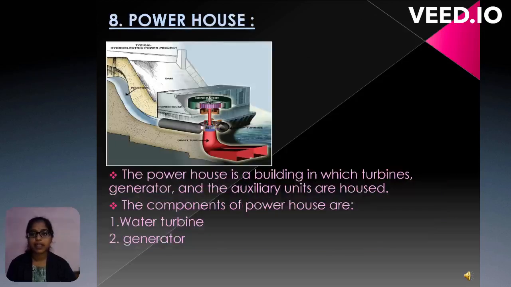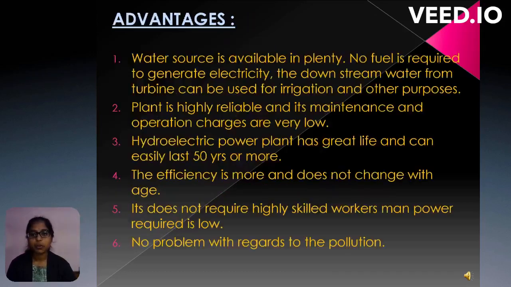The powerhouse. The powerhouse is the building in which the turbines, generators, and the auxiliary units are housed. Auxiliary units, in the sense, are the many actively participating units which are used for generating electricity in the hydroelectric power plant. The components of the powerhouse are turbines, generators, and many more.